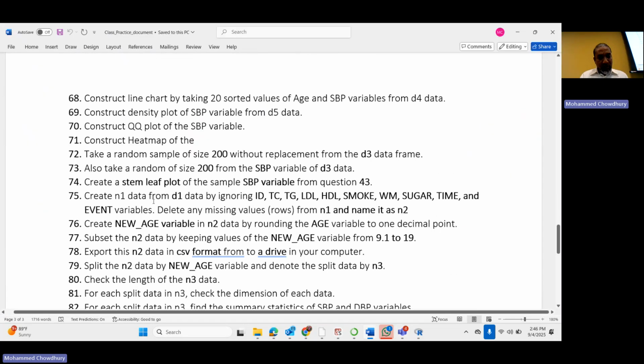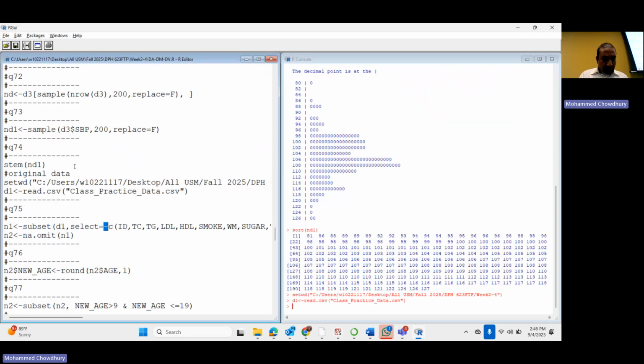Create an N1 data from D1 data by ignoring these variables. I do not want these variables in my data. So I put the D1 data, subset D1 data, select equal to negative of these values. So that means these are the ones that I do not want.